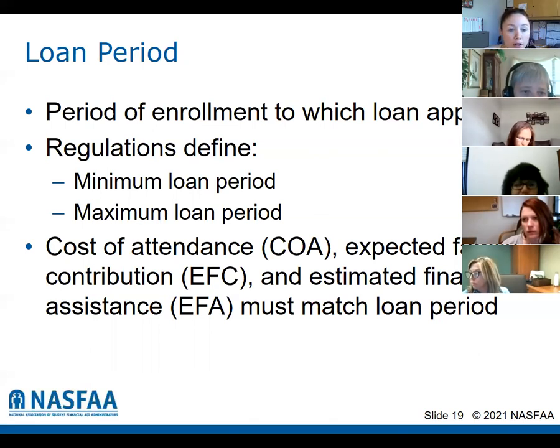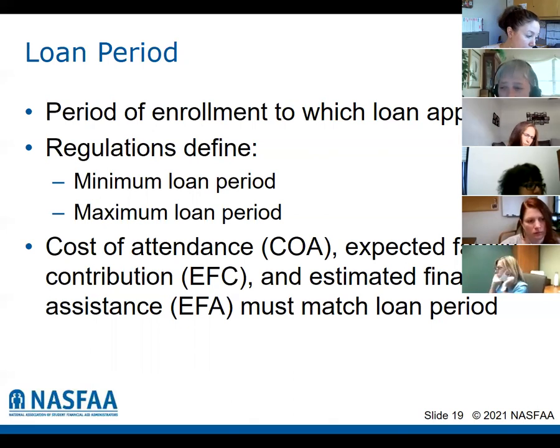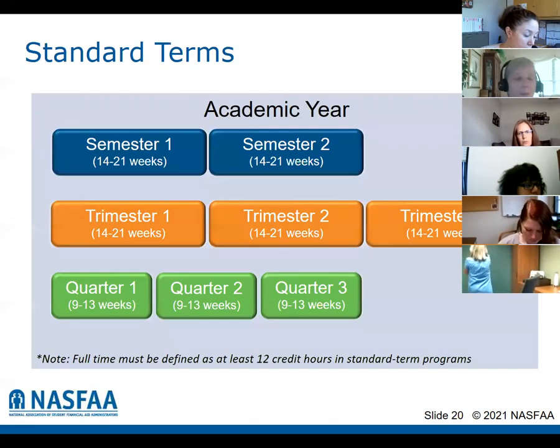So during the loan period, there are minimum and maximum amounts of loans that you could establish for the student. And you would also be looking at the cost of attendance and the EFC and the EFA for that loan period when you're creating the loan.